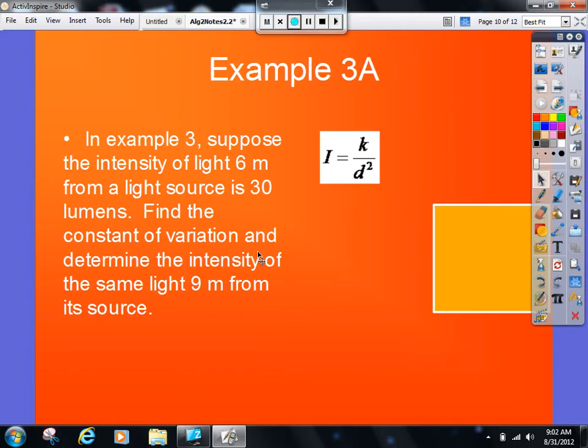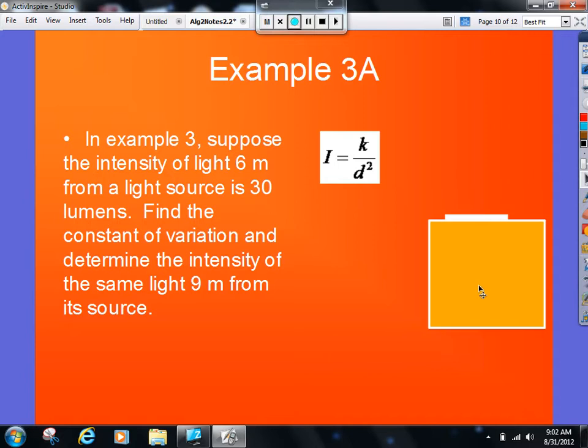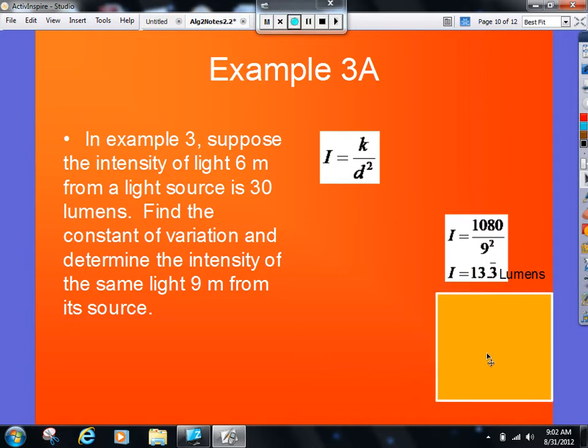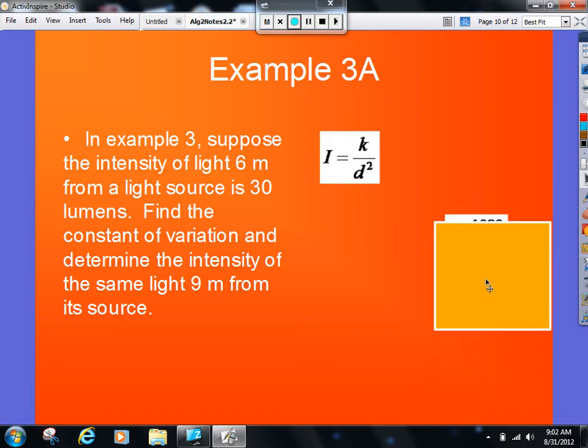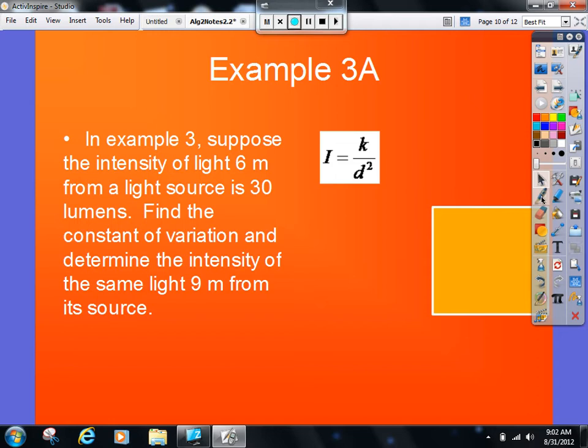Okay, in example 3, this is from your textbook. Suppose the intensity of light 6 meters from a light source is 30 lumens. Find the constant of variation and determine the intensity of the same light 9 meters from its light source. Okay. Go ahead and work this now if you'd like, and then check your answer. Here's the answer, 13.3 lumens, which we could round to 13 lumens. Okay, I will now do the work, so if you got it right, you can go on from here. If not, you're going to come along for the ride while I do this.